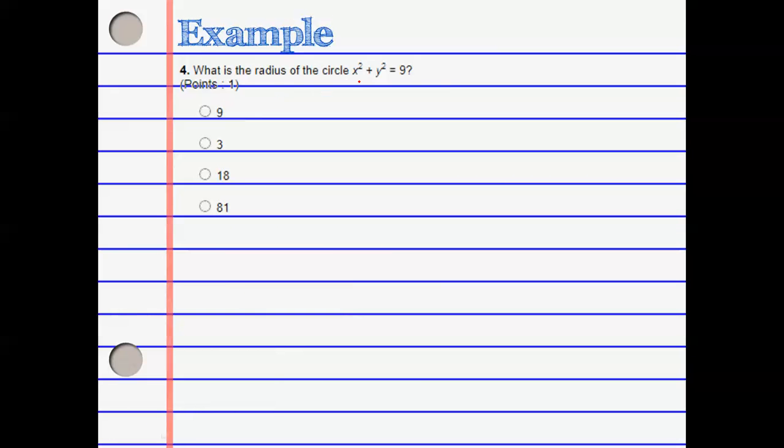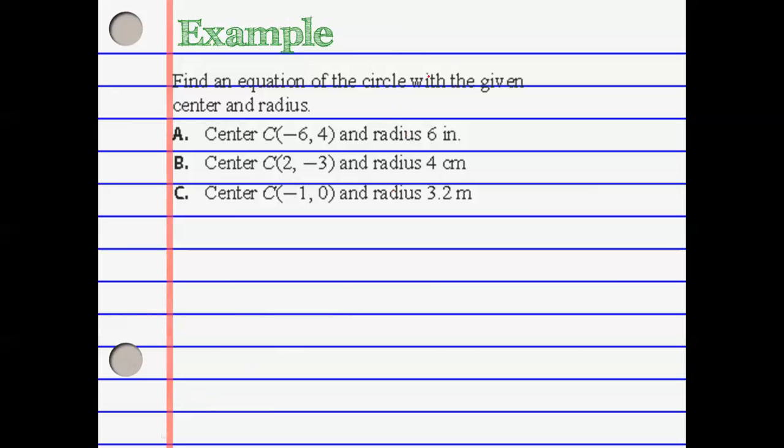On this one, it says, what is the radius of the circle x squared plus y squared equals 9, okay? Now, don't get fooled here, because what they're thinking that you'll put is 9, because 9 is r squared, right? But it's not 9, because remember, it's r squared, which means that you have to take the square root. So your answer would be 3 right there.